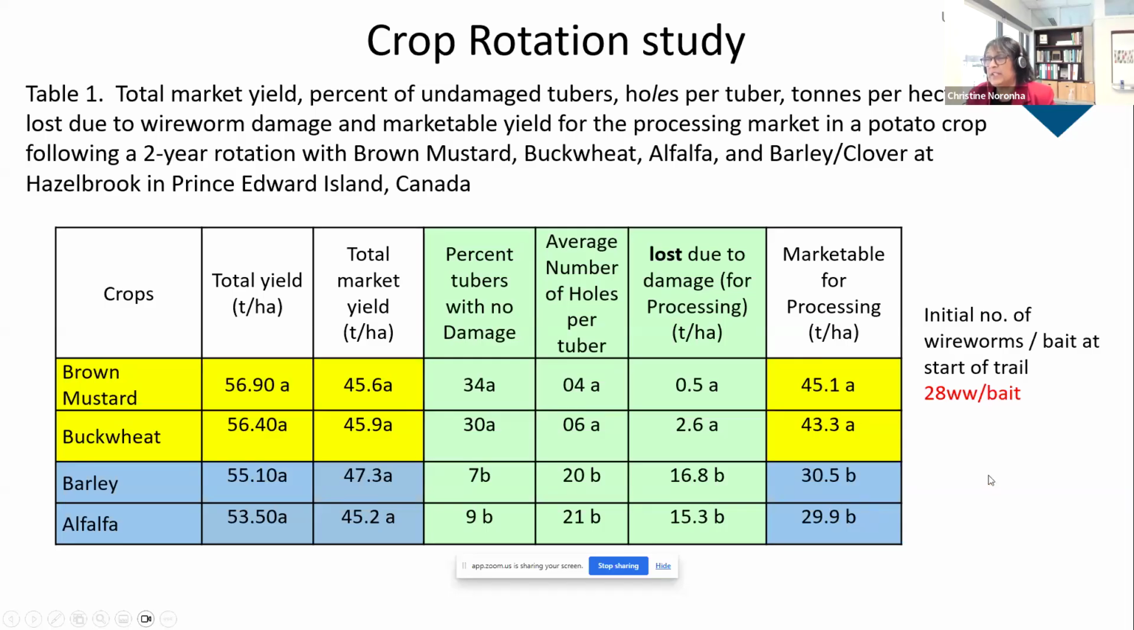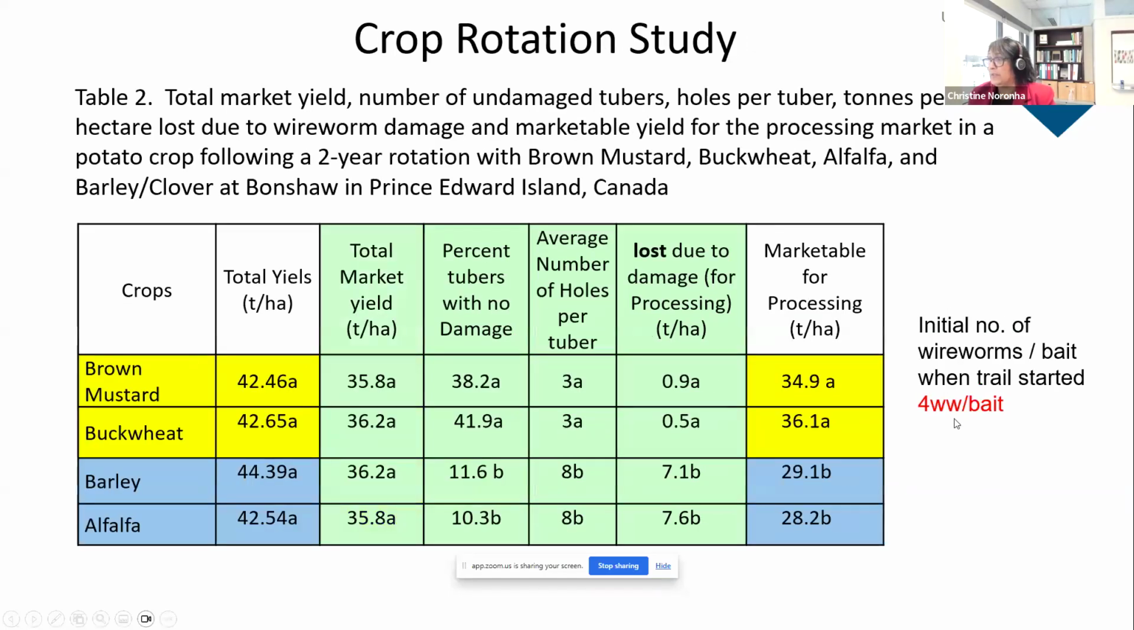Now this field that we did this study in, when we started initially, we took wireworm counts from this field, and there were 28 wireworms per bait. 2 wireworms per bait are considered to be at the threshold. So we were way over the threshold in this field. The next field that we did, we were also over the threshold. We had 4 wireworms per bait, but still lower than the other field. But we saw the same trend.